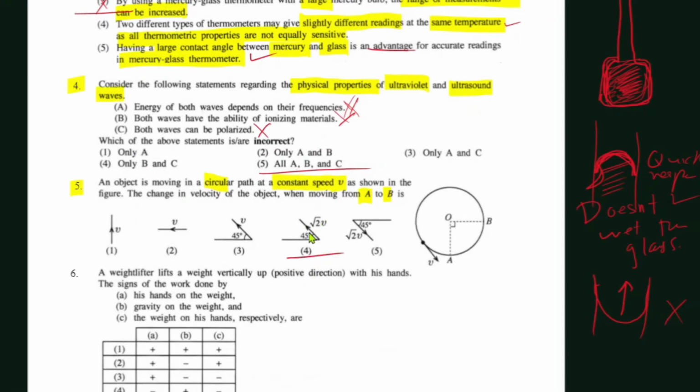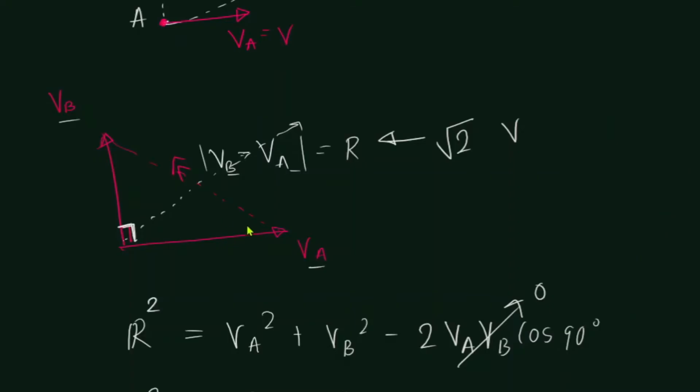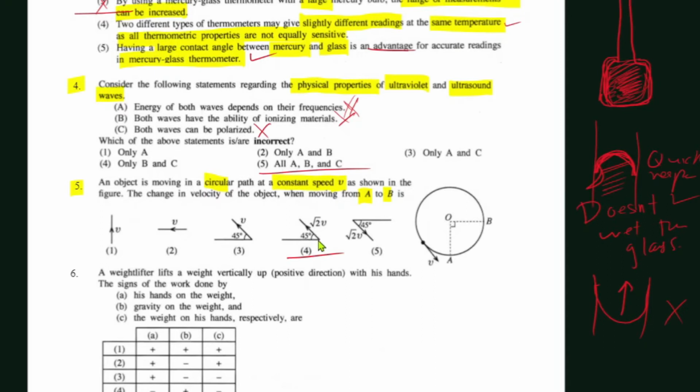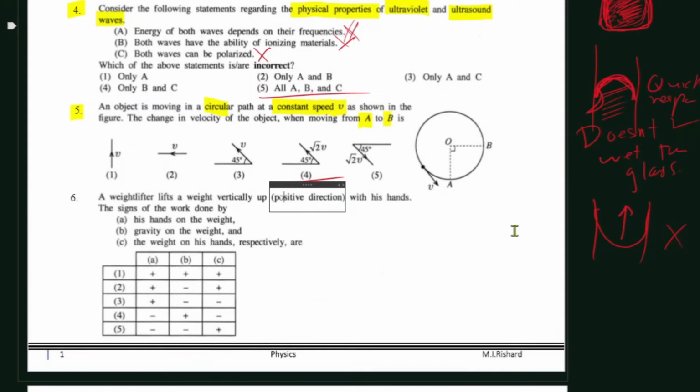Root 2 V in this direction, at 45 degrees. How do you say that is 45? If you assume this is theta, and find tan theta, the opposite is V and the adjacent is also V. So tan theta is 1, therefore theta is equal to 45. So this is 45 degrees, which means the answer is this. Hope you understood that.